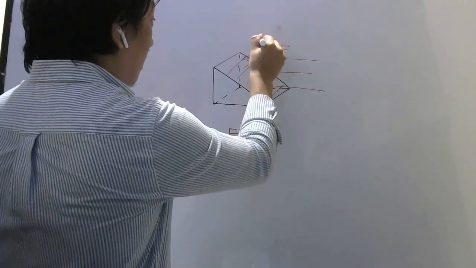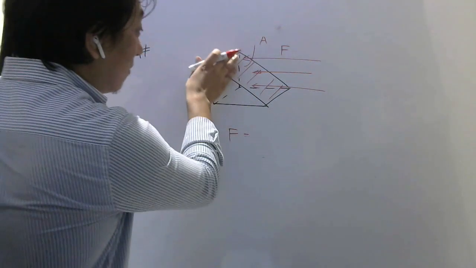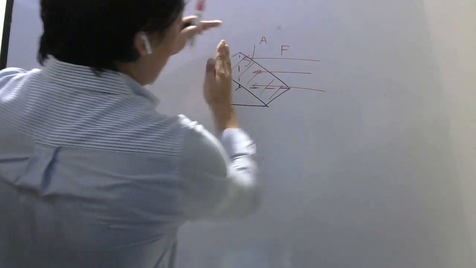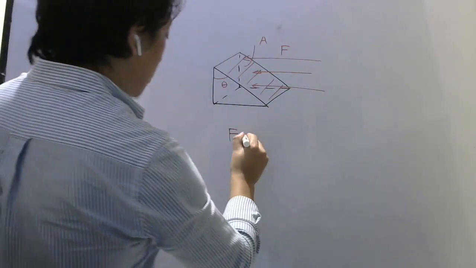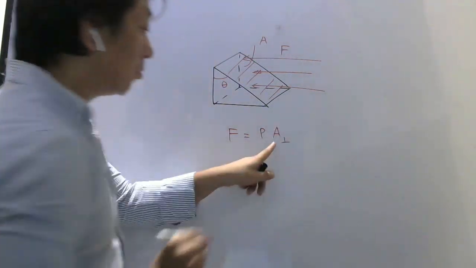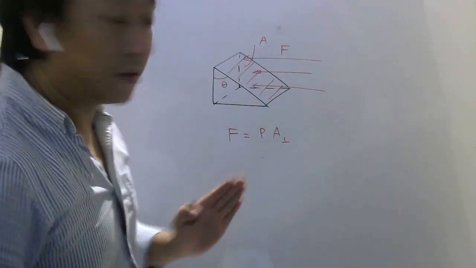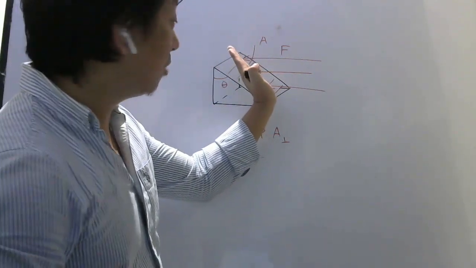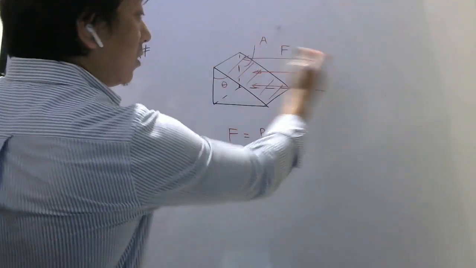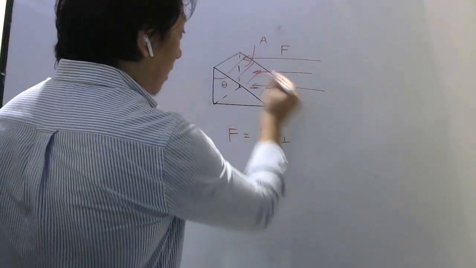So if this area is A and this angle is, let's say, theta, you have to project this area. You have to project it perpendicular to the surface. So to calculate the force due to pressure, you have to use pressure into the area which is perpendicular to the force. If the area is already perpendicular, then no problem, use A. But if the area is at an angle, then you have to project the area. Project the area means take the component of this area perpendicular to the force.